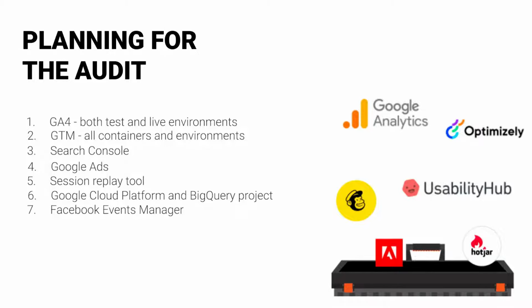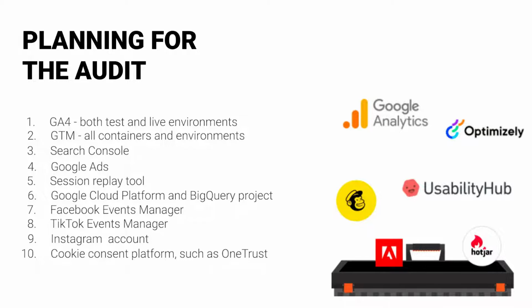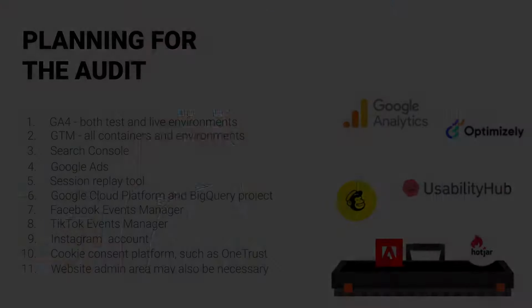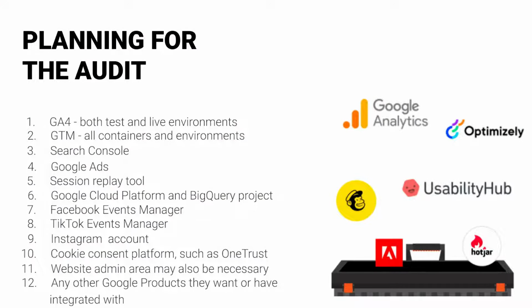Facebook Events Manager. Again, if you want to check the configuration of their Facebook pixels and purchase tags, you need access to the Events Manager. Similarly for TikTok events, Instagram account for organic traffic. Then for cookie consent platforms such as OneTrust, website admin may be necessary to check the setup and configuration, particularly if they're using things like auto blocking, which can cause all sorts of problems with the website and GTM. And finally, any other products that they want to integrate with GA4, it's important to have access to them so that the audit isn't delayed.